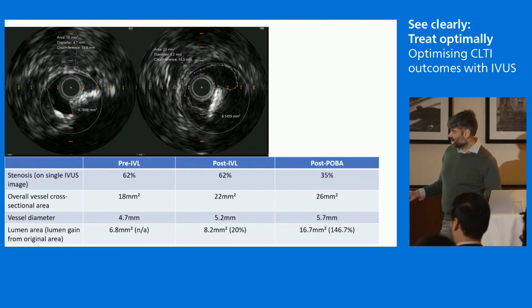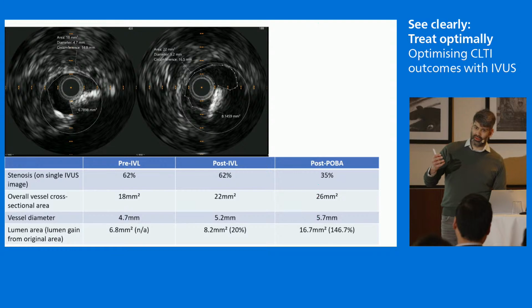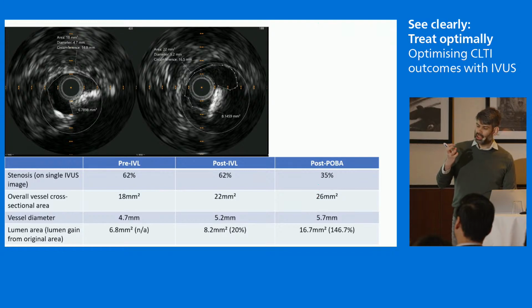After IVL, the percentage stenosis has stayed the same, but the overall vessel cross-sectional area has increased. So how can this be? If you have calcium in the wall of an artery, that sclerosis effect that it causes on the media causes the muscle layer in the media to be sclerosed and scarred and tightly shut. Whereas if you crack that calcium, that muscle is then allowed to relax and go back to being what it is, which is a responsive muscle layer, and the artery can just relax and open out a bit, and the diameter of the vessel overall increases.